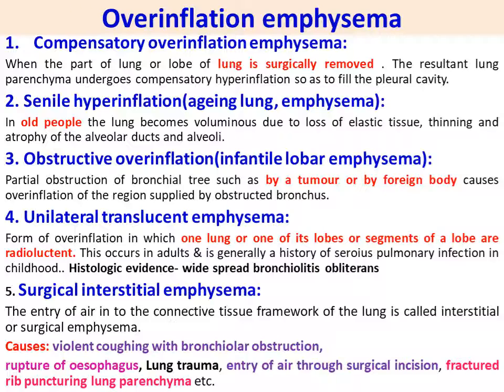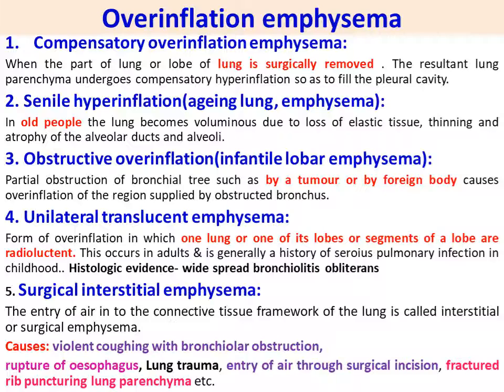Second, senile hyperinflation emphysema, which occurs in old people. In old age, the lung elastic tissue loses its capacity, and atrophy of the alveolar ducts and alveoli takes place. So senile hyperinflation emphysema is observed in old people due to elastic tissue damage. Third one is obstructive overinflation emphysema.